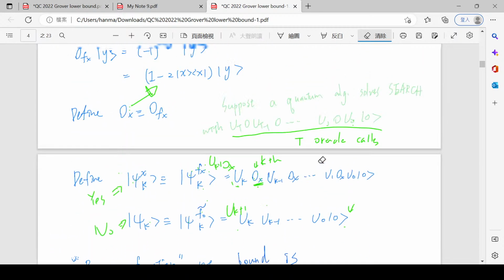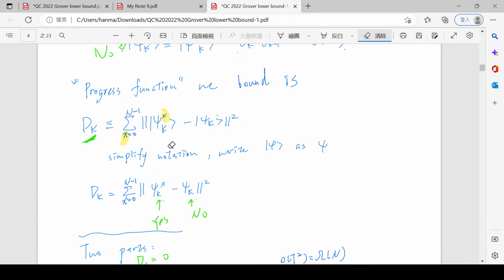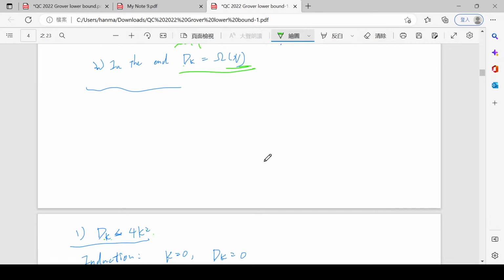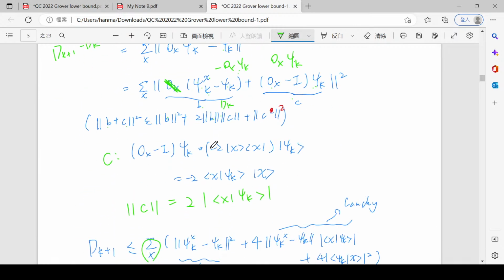Okay. So once again, we have our progress function D_k plus the sum over x from 0 to n minus 1, the norm squared of psi_x^k minus psi^k, where psi^k is really psi^k_0, corresponding to the only known instance, and psi_x^k corresponding to the quantum state after k queries when your input only has a 1 at the x location. And anyway, we have this very detailed calculation.